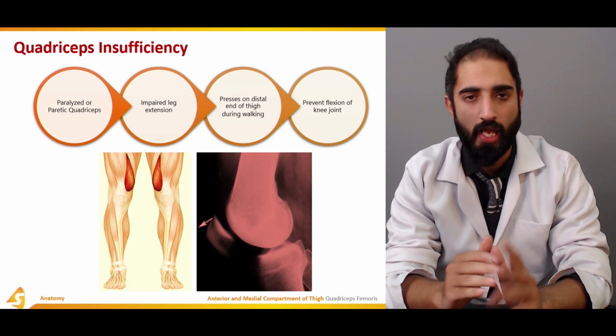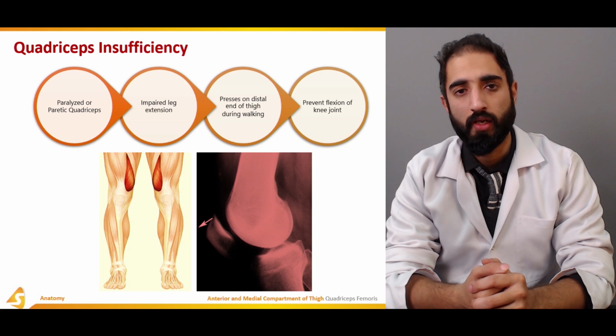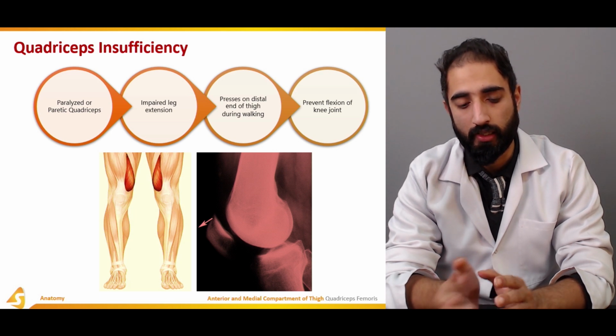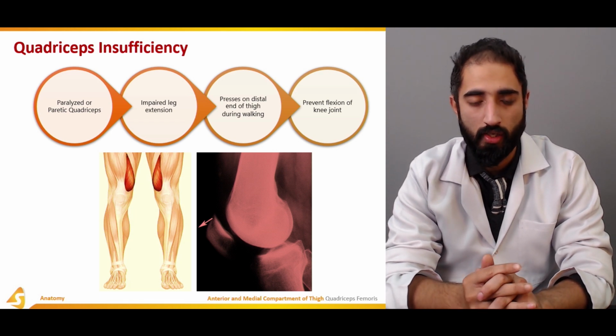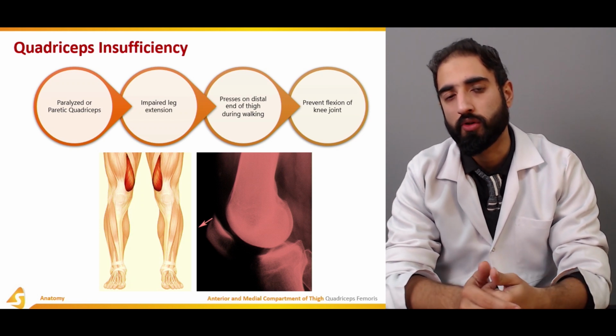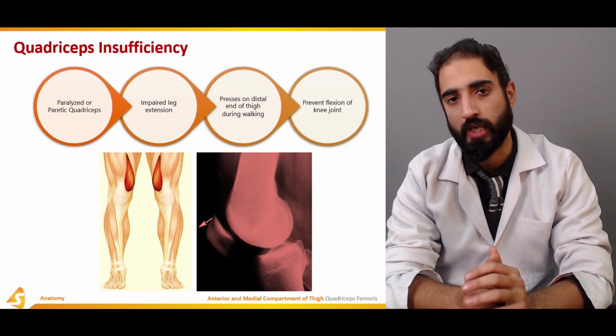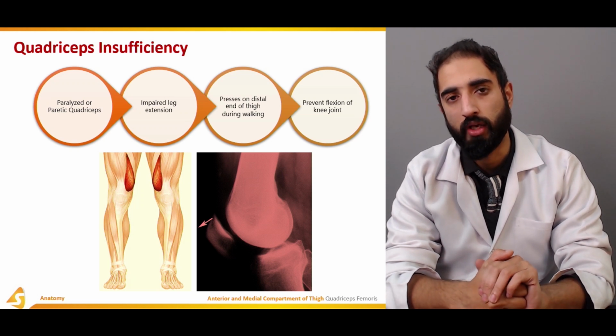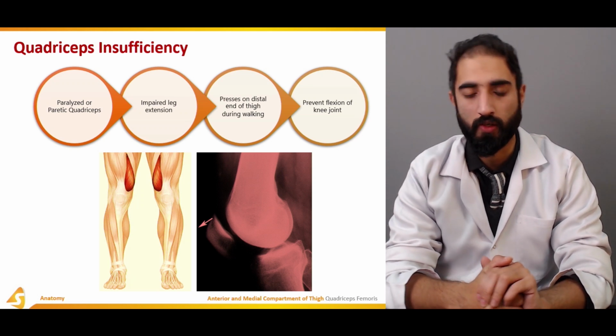And if you see any such deformity or biomechanical anomaly in function, then you can perhaps reach a diagnosis that the patient is having a paralyzed quadriceps or a paretic quadriceps.